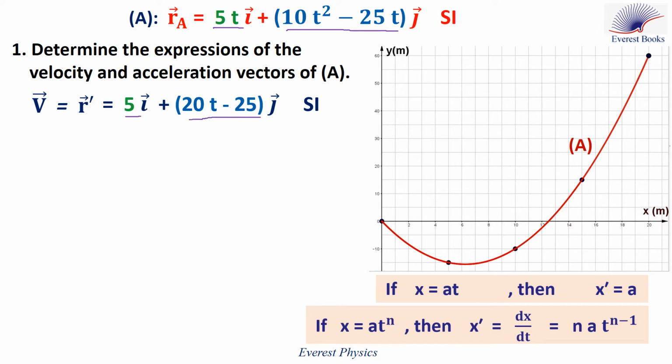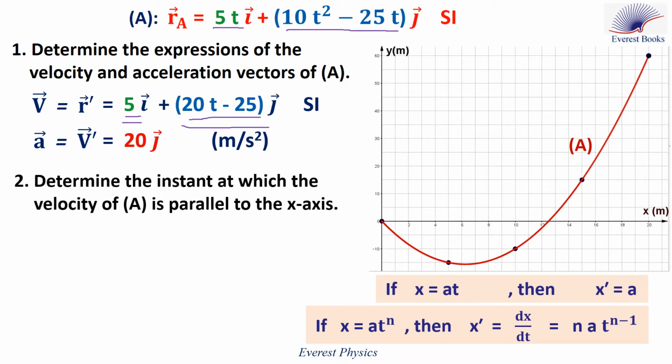So v equals 5i plus (20t minus 25)j in SI units, and the acceleration vector is given by the time derivative of the velocity vector. v has the form of vx i plus vy j. The time derivative of vx equals 0 and the time derivative of vy equals 20, so a equals 20j in meters per second squared.